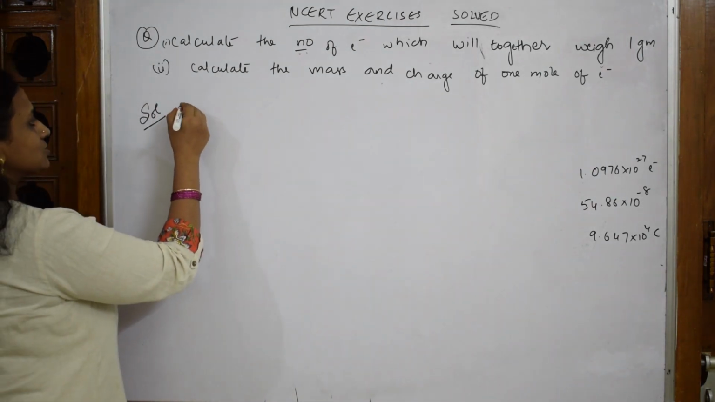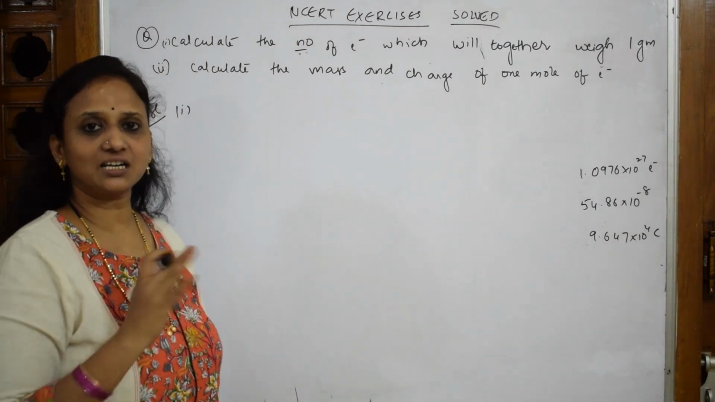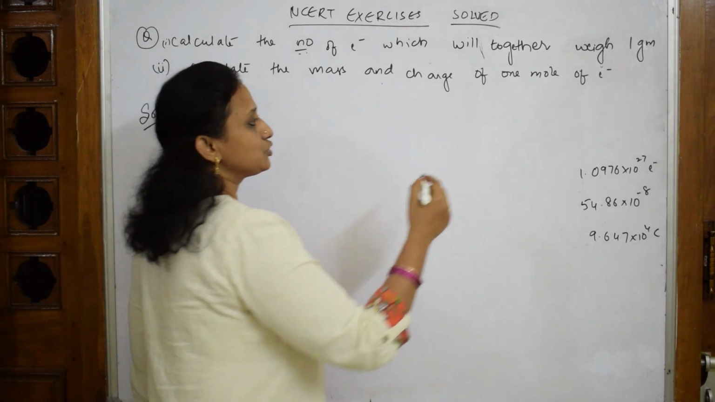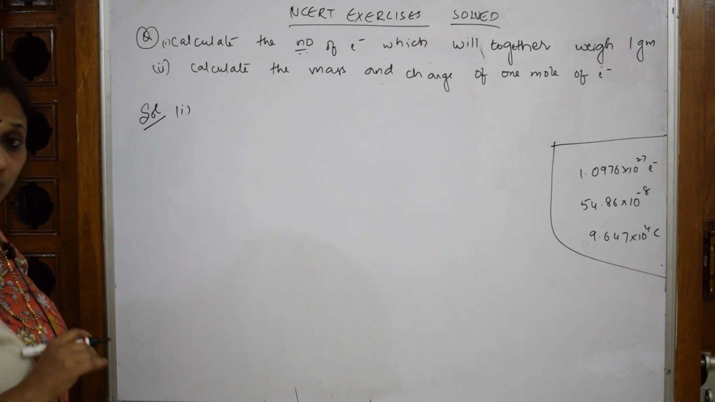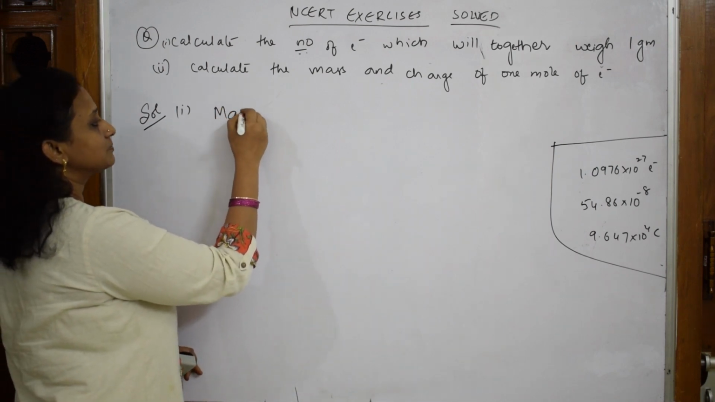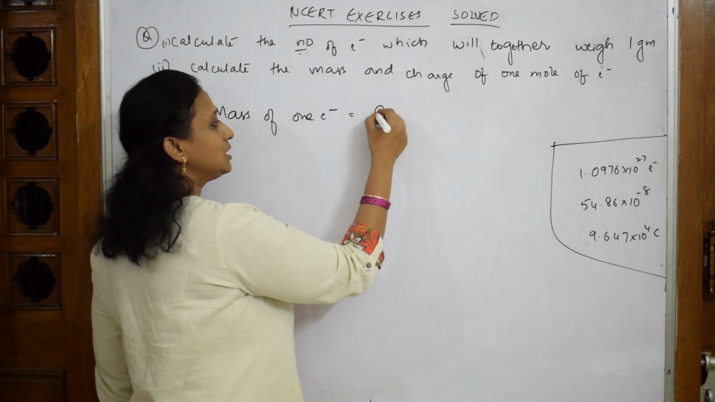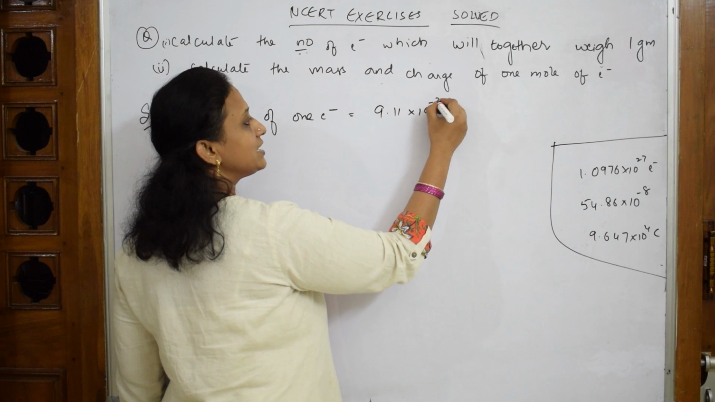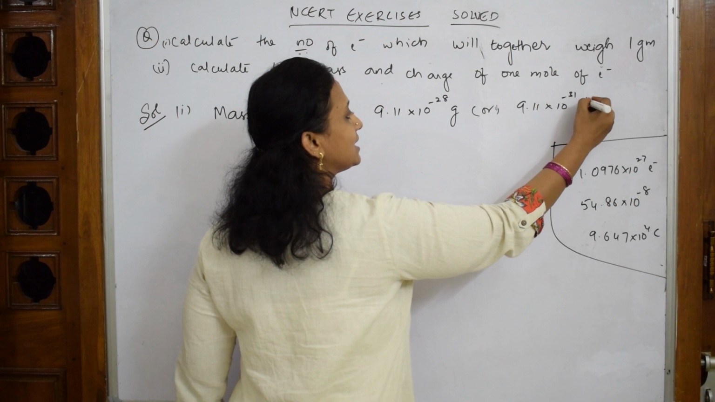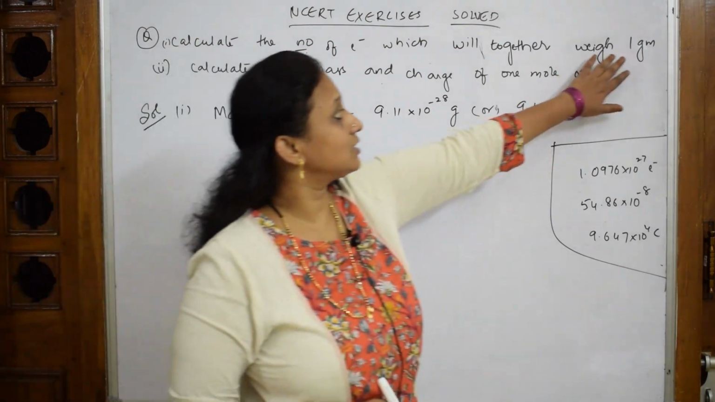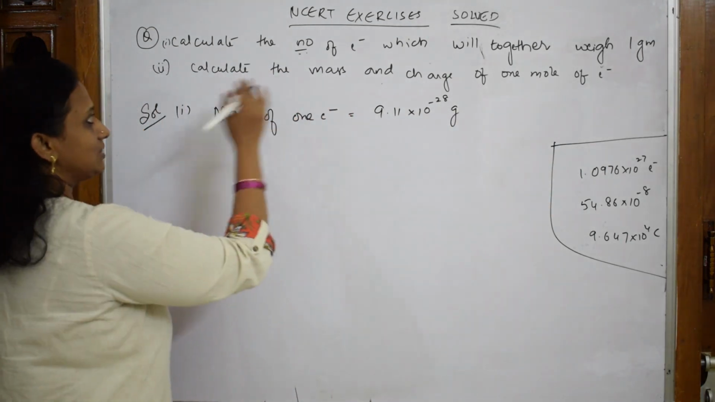So first of all, let us solve the first one. For such things, the standard values you should know. I'll be doing it one after the other. What is mass of 1 electron? It is equal to 9.11 into 10 raised to the power of minus 28 grams, or it is 9.11 into 10 raised to the power of minus 31 kg. But here they've asked me to calculate in 1 gram, so I don't need this value, I need only this value.